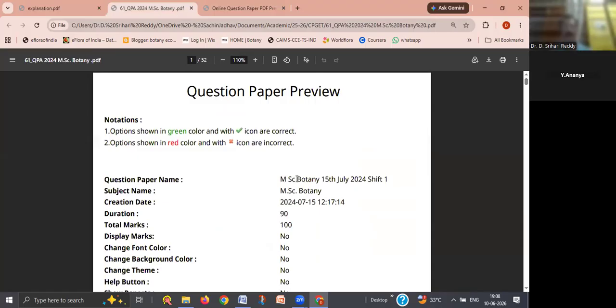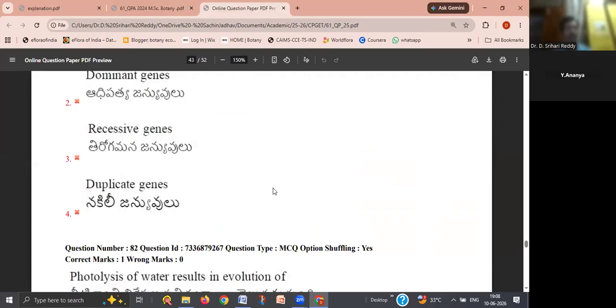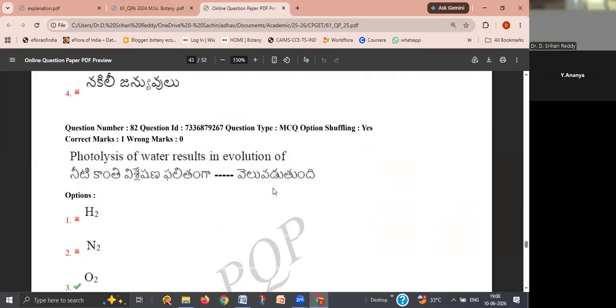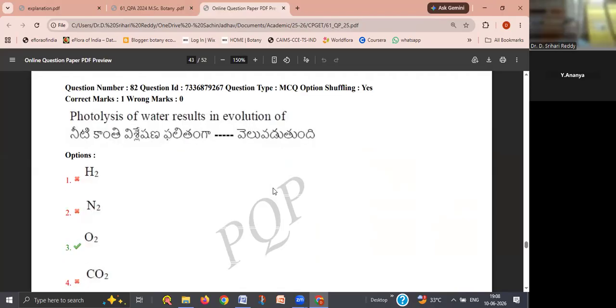Yes, I will explain again. So in photolysis, what happens? There are two photosystems, PS2 and PS1. In the PS2, the reaction center is called P680.